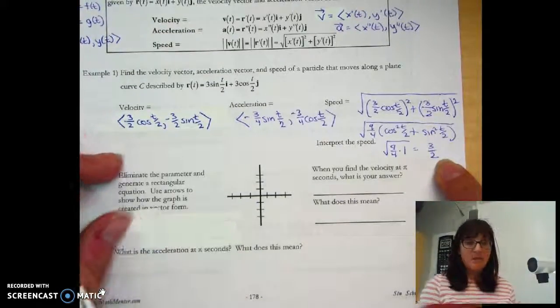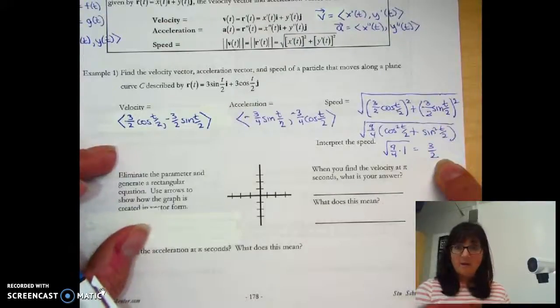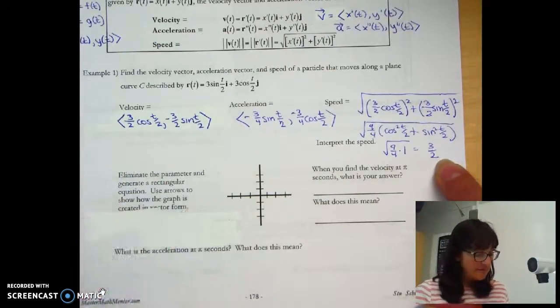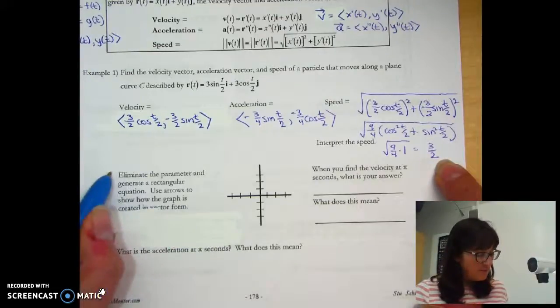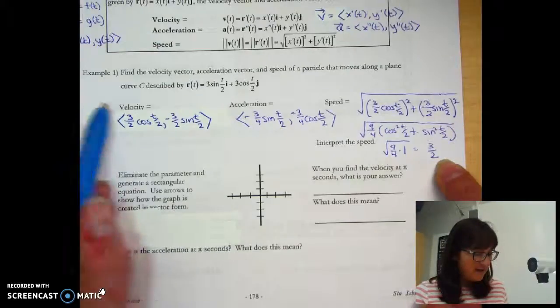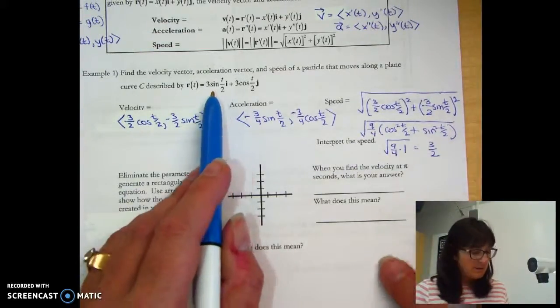Now let's think about what the graph of this parametric equation would look like so we can actually see the curve and see the motion. So one way to do that would just be to pick t values and plug those in here.